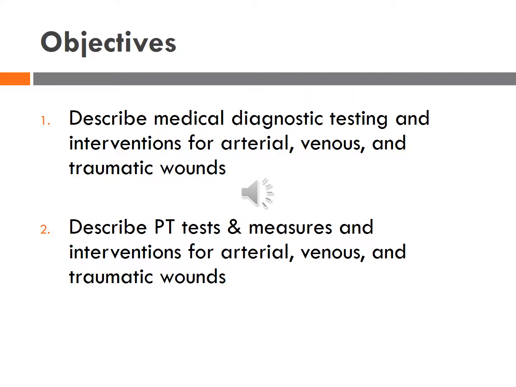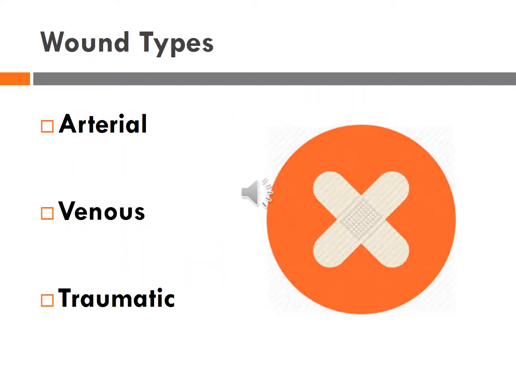The objectives of this lecture are to 1. Describe medical diagnostic testing and interventions for arterial, venous, and traumatic wounds, and 2. Describe PT tests and measures and interventions for arterial, venous, and traumatic wounds. We will first discuss general interventions and material related to all 3 wounds. Then we will specifically talk about each wound type.